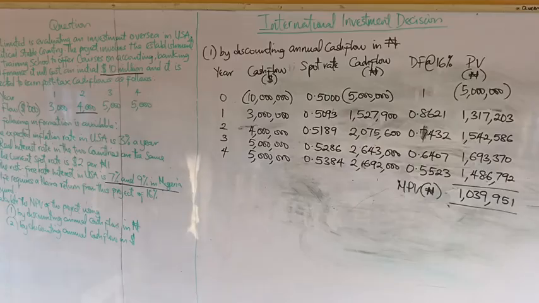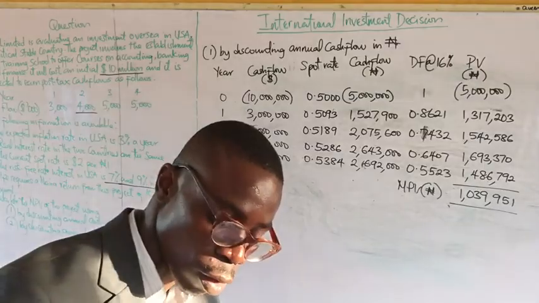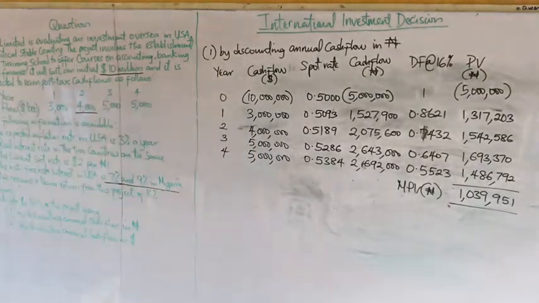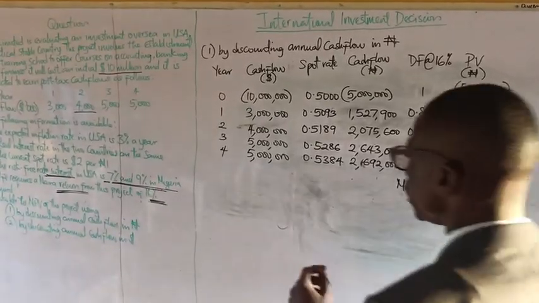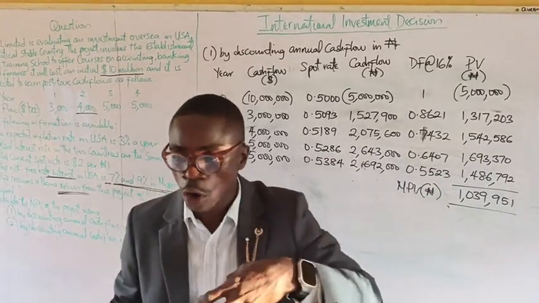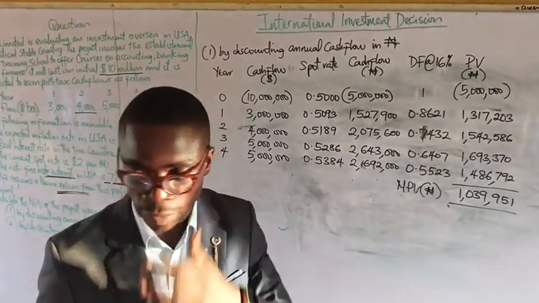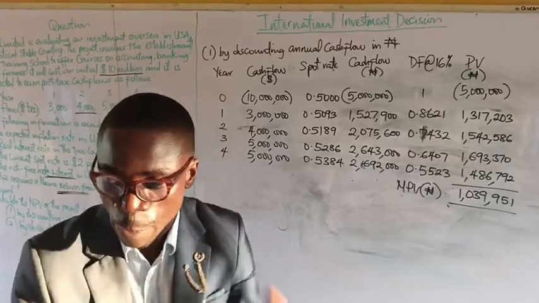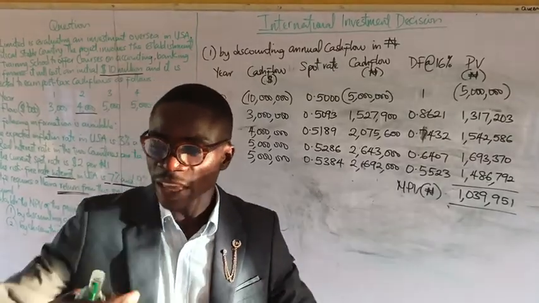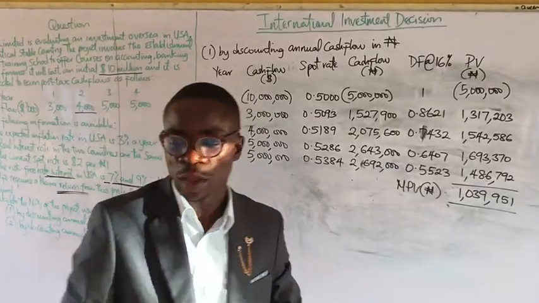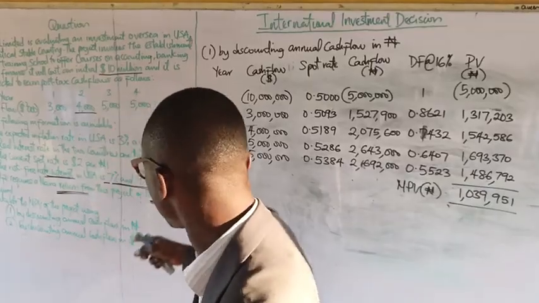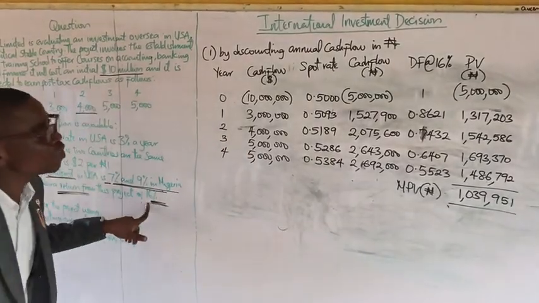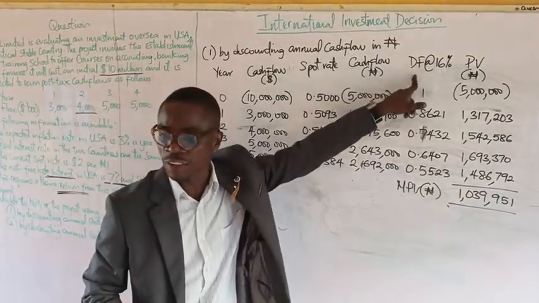So what is the question? What I'm saying is that they will give you the return on the project, on that investment, meaning the cost of capital. Are we together? Or the interest rate on that project, what it is going to yield. And if you look at the question, they gave us 16%. That's why we are using the discounting factor of 16%.